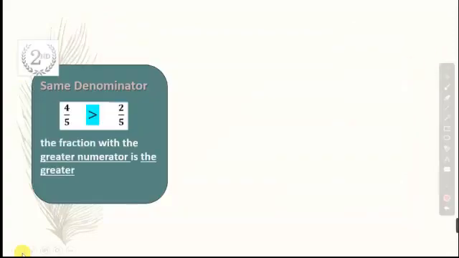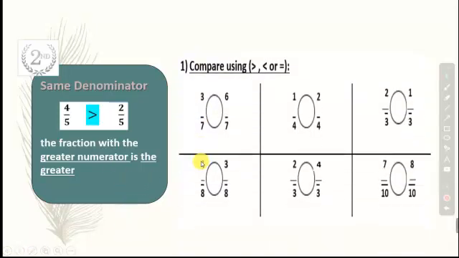So the fraction with the greater numerator is the greater. Okay? Let's see some exercise about that. I have 3 sevenths and 6 sevenths. Again, we have the same denominator, and 3 is smaller than 6.